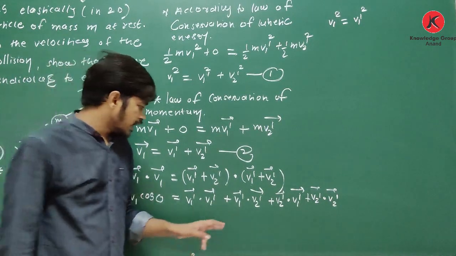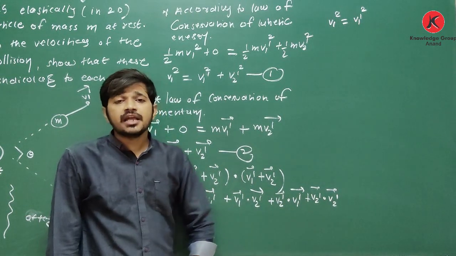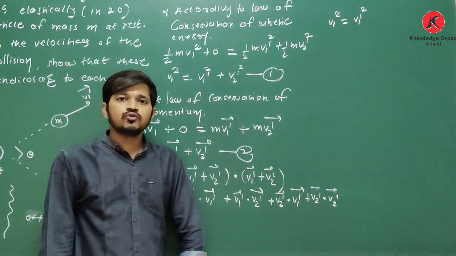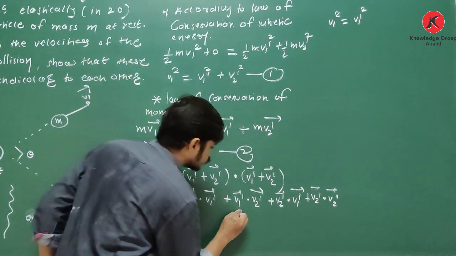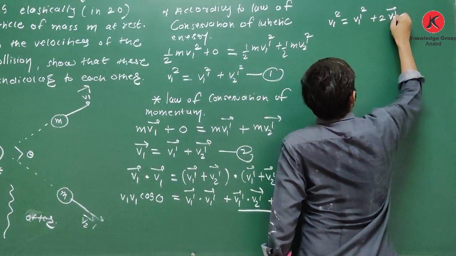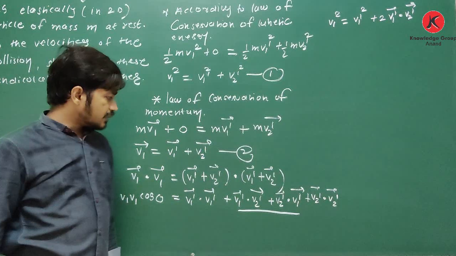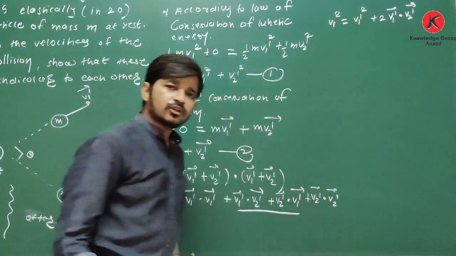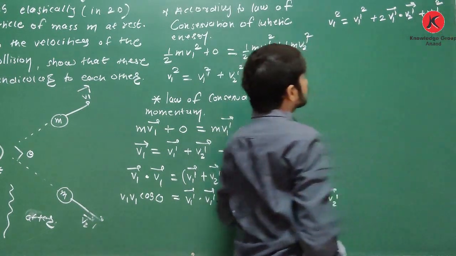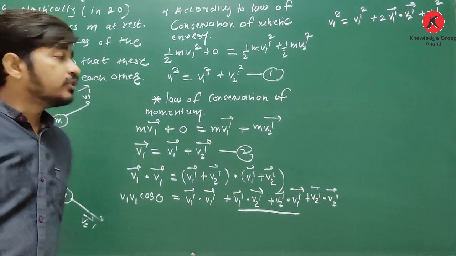Plus, now see this term, V1 dash dot V2 dash plus V2 dash dot V1 dash. But we know that A dot B is equal to B dot A. So how to write these two terms? I can write these two terms as plus 2 V1 dash dot V2 dash. Clear about this? Plus last term is V2 dash dot V2 dash. What is V2 dash dot V2 dash? It is plus V2 dash square. Clear about this? Okay, so yes, it is simple.